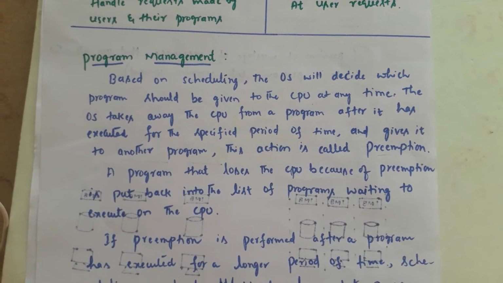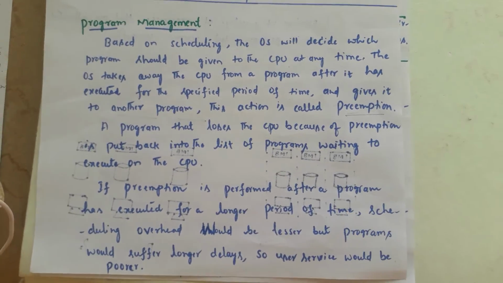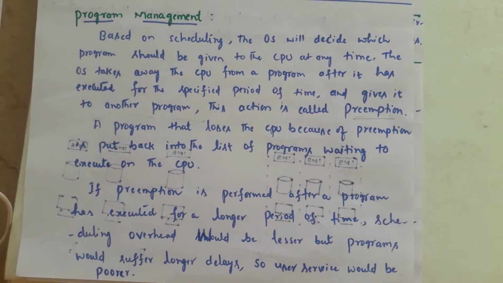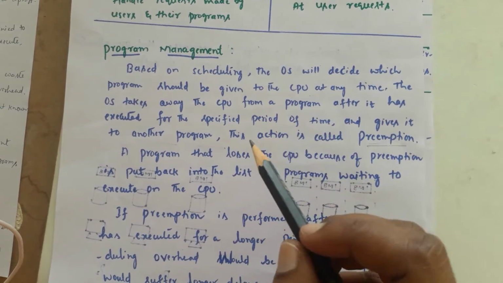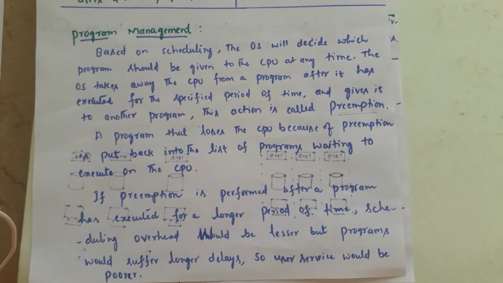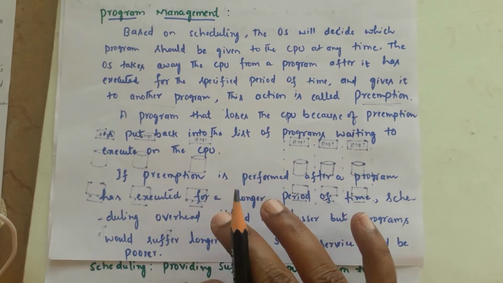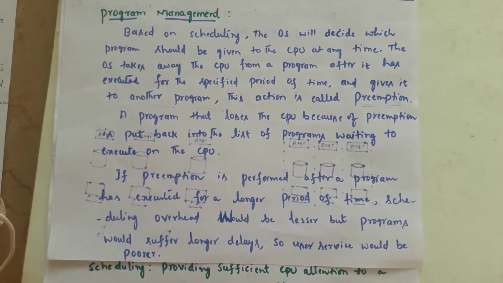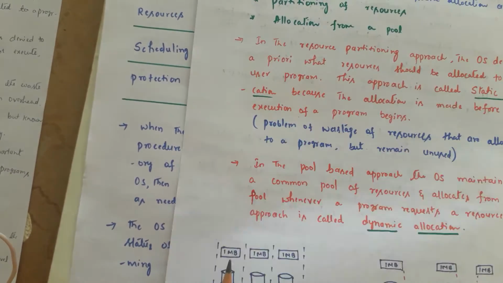This phenomenon is called preemption. Preemption is when your program is in execution, and the OS takes it back and puts it into the list of waiting programs, where it waits until it can get the CPU again. So preemption means the program has to wait in the list again.